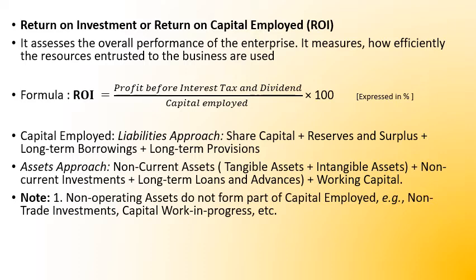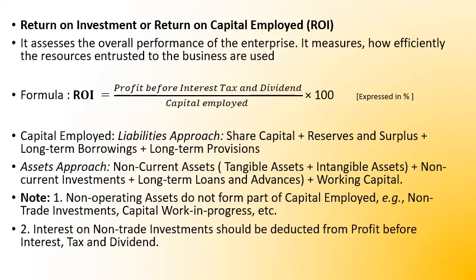Under the assets approach, we have non-current assets, meaning tangible and intangible assets, plus non-current investment plus long-term loans and advances plus working capital. Now there are two important points you have to remember. Note 1: non-operating assets do not form part of capital employed, for example non-trade investment and capital work in progress. They will not be included while calculating the capital employed. Interest on non-trade investment should not be deducted from the profit before interest, tax and dividend while calculating it.